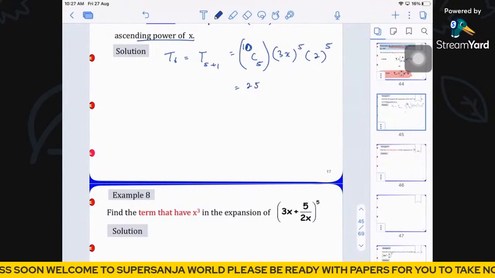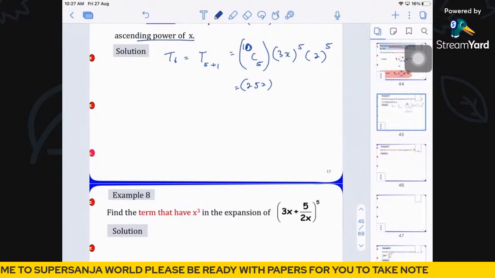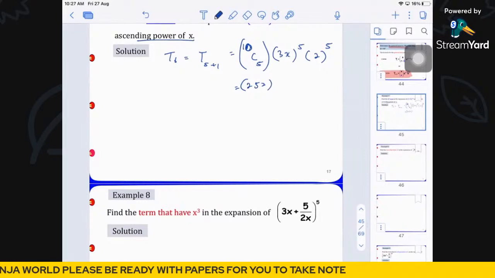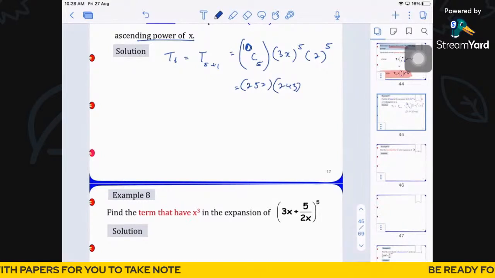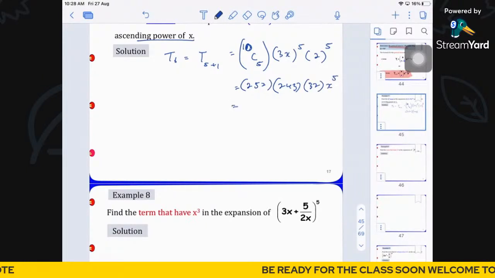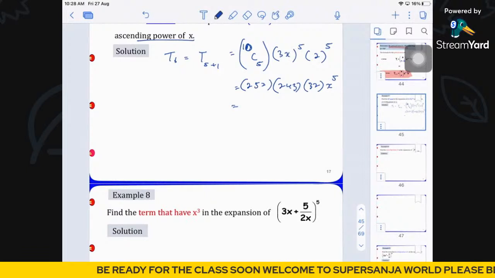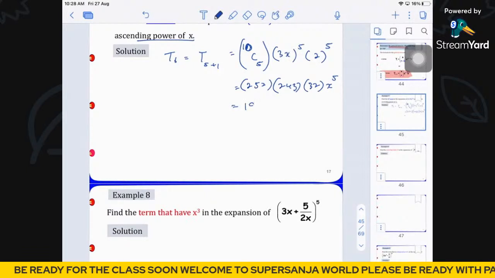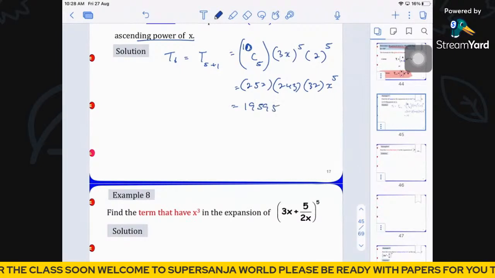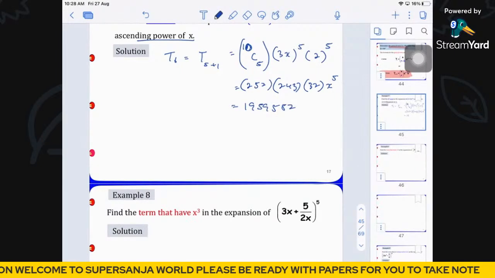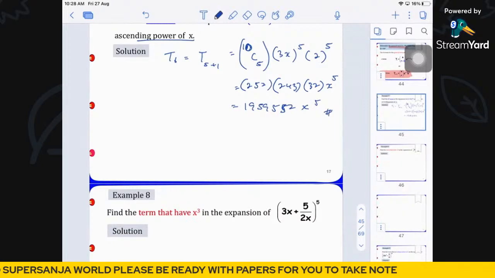Okay, you're going to get 252 there. Then 3 power of 5, you can calculate also, no problem, which you get 243. Then 2 power of 5, you can calculate, which you get 32 there. X power of 5. Okay, so if you calculate all of this, 252 times 243 times 32, I think you get 1959552. Okay, x power of 5 over there.